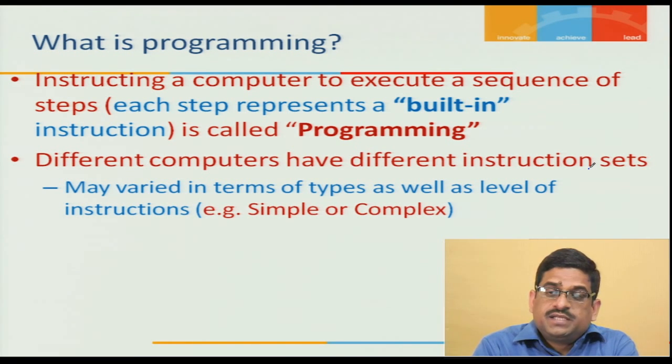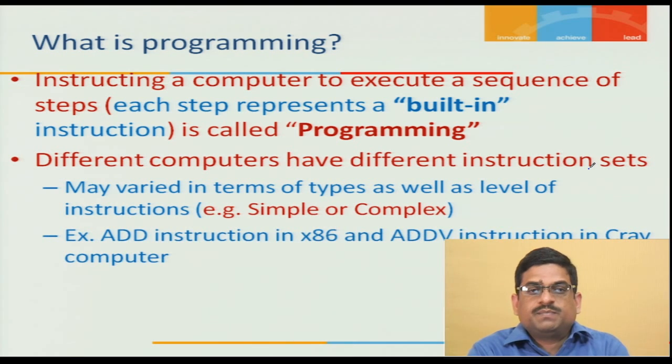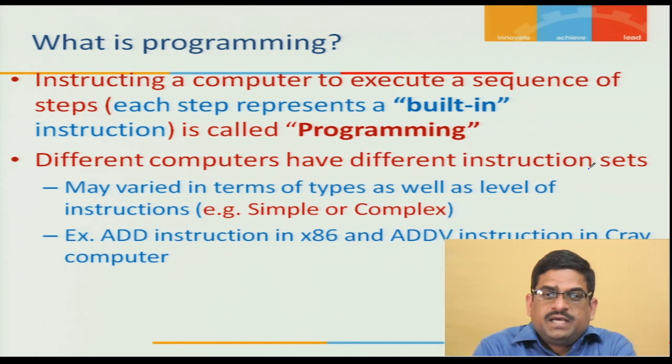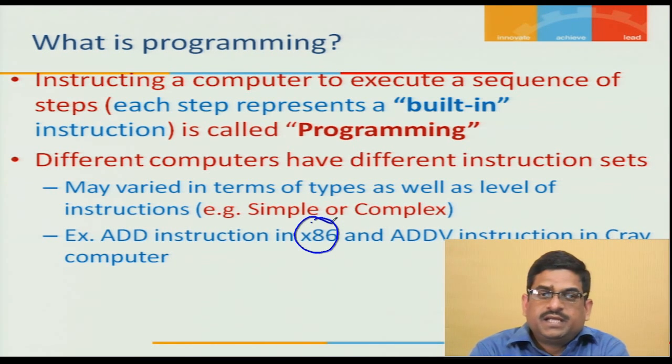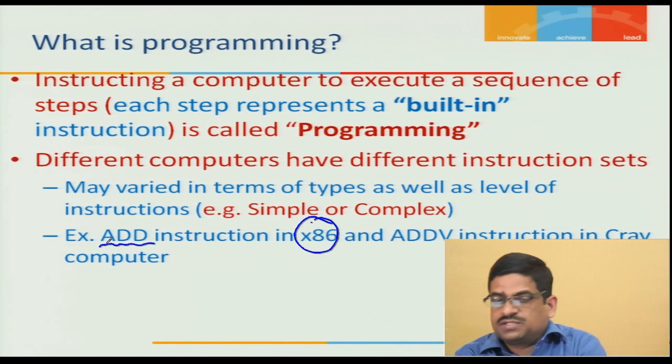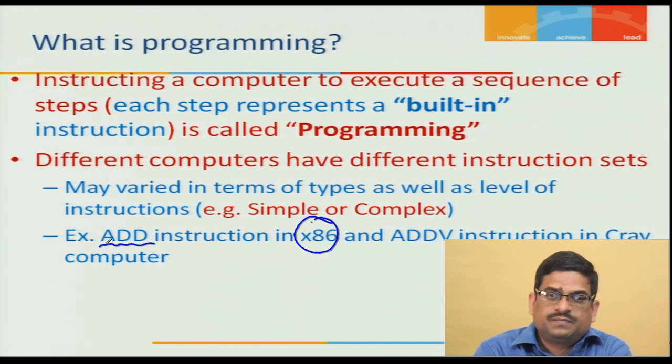Another thing is that different computers have different instruction sets, but they also vary in terms of types as well as the complexity of the instructions. Some instructions may be simple, some may be complex. Take an example of a simple instruction. In the 8086 architecture, that is Intel, there is an instruction called add. It adds two numbers.